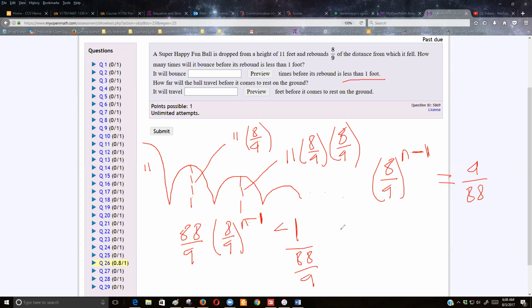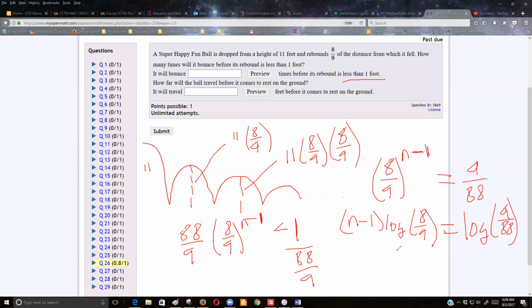Then I can take the logarithm of both sides to get that exponent out of the exponent form. Oops, I missed a log. Let me fix this. So log of 8 over 9 equals the log of 9 over 88. And yes, we can do some simplification, but we don't need to.